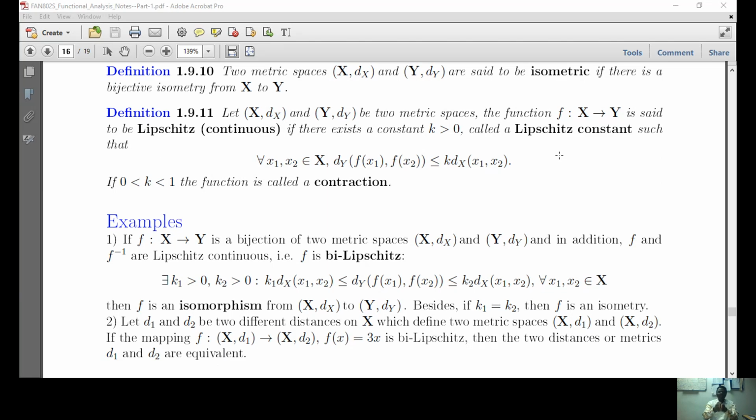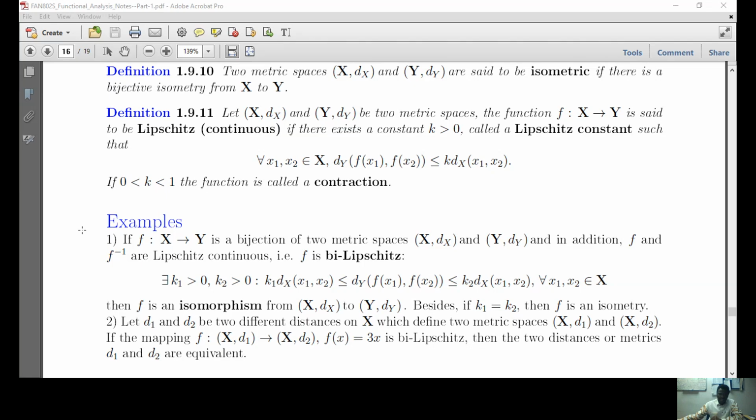Obviously, in Numerical Methods 1, I think it was Numerical Methods 1, yes, in one of the tutorials we defined this Lipschitz function.